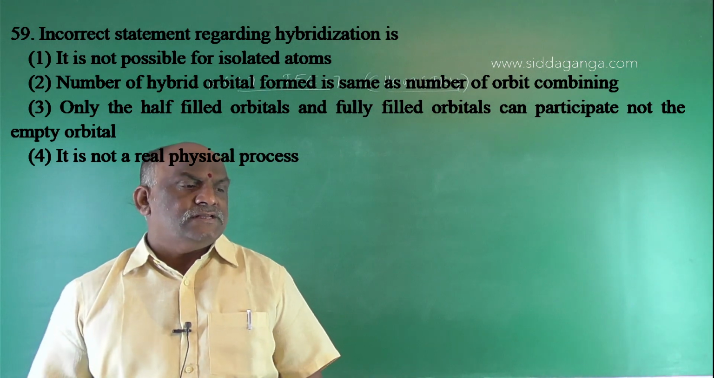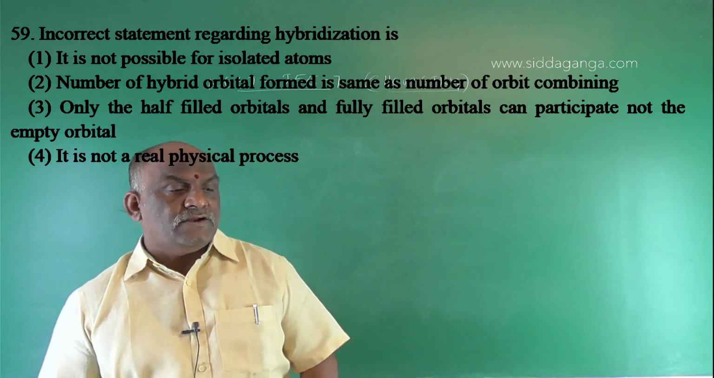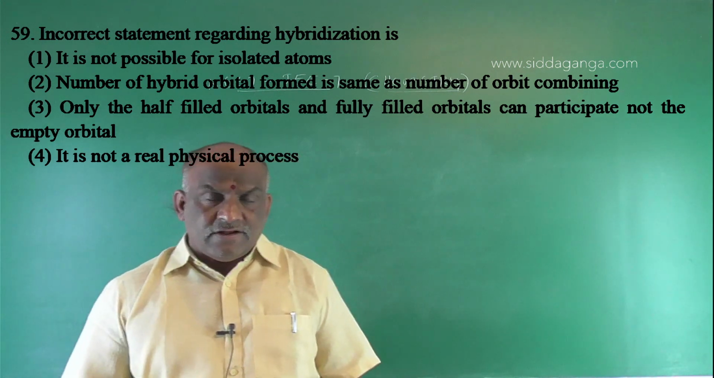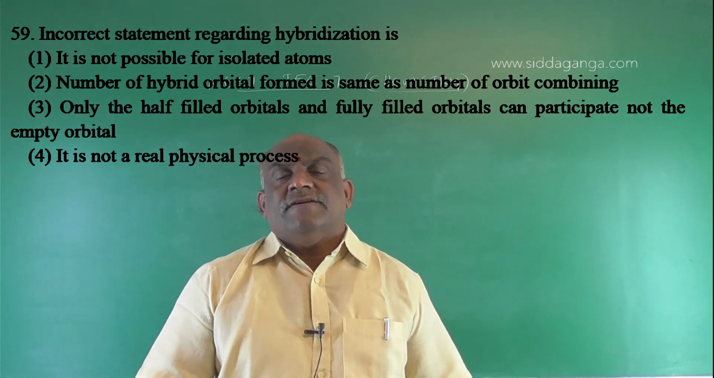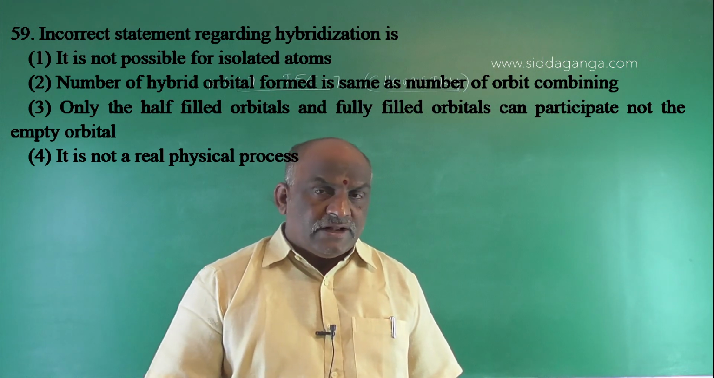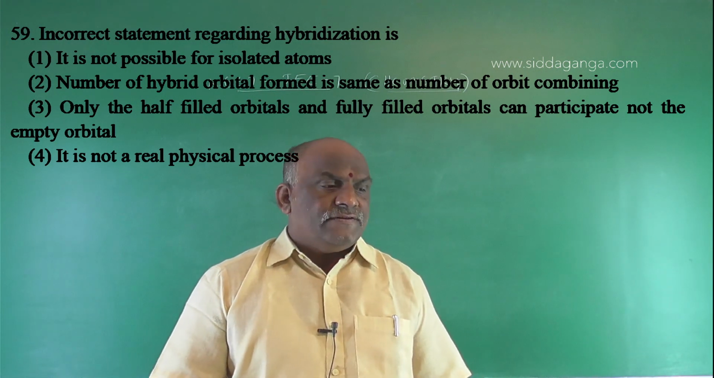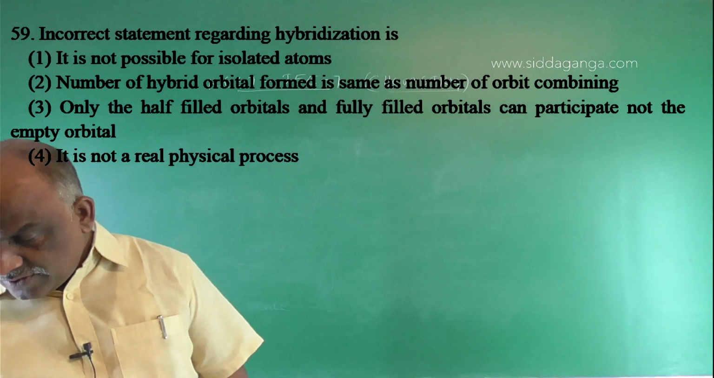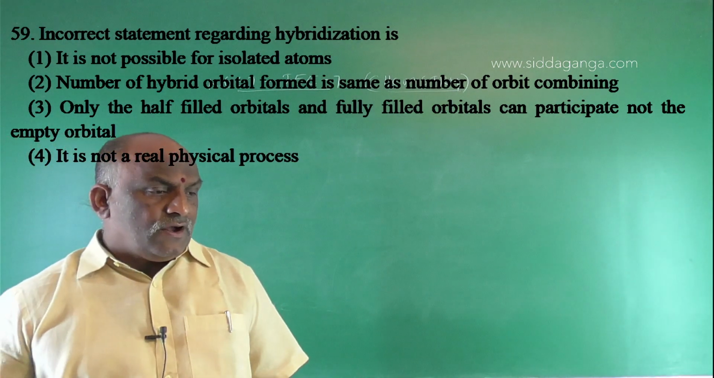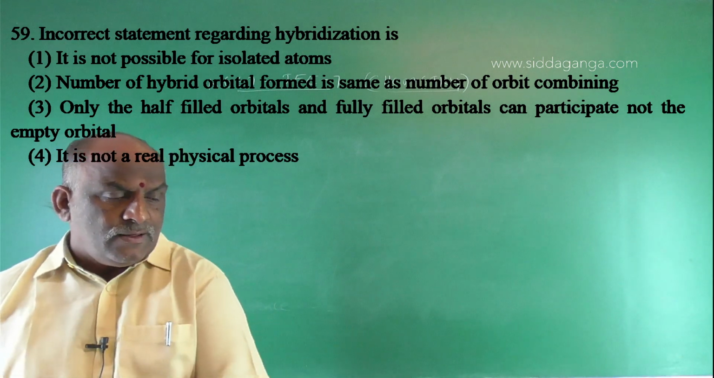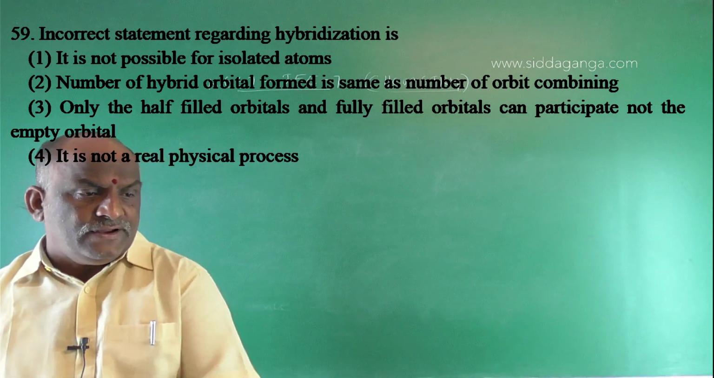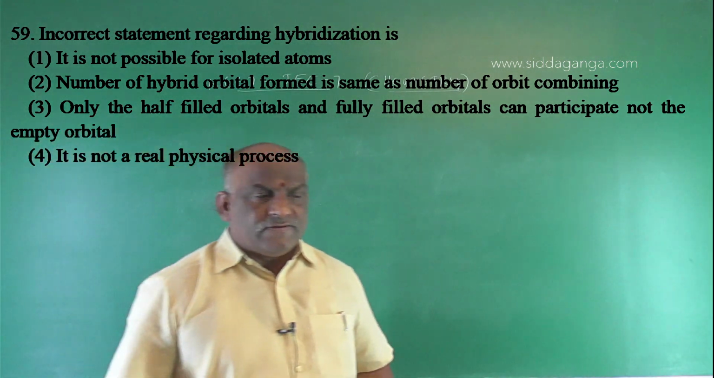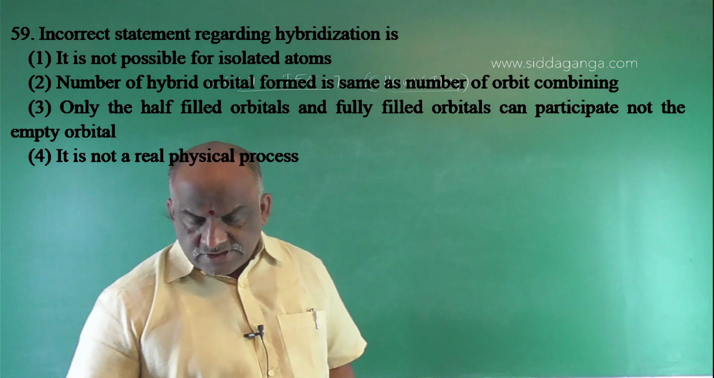The third option says only the half-filled orbitals and full-filled orbitals can participate, not the empty orbitals. But empty orbitals also participate in hybridization, and partially filled orbitals also participate in hybridization. So that is an incorrect statement regarding that question. You should go with the third option. That is not a good statement, so that is the wrong option.